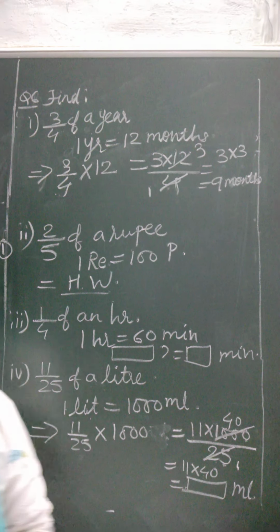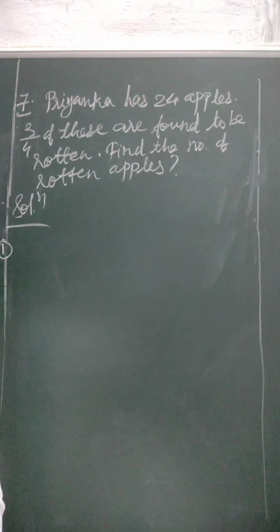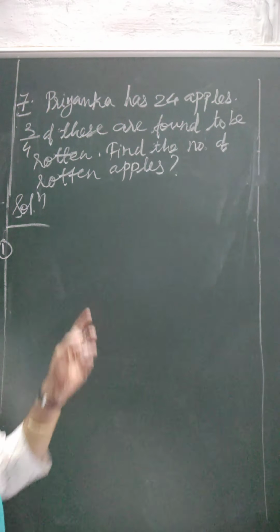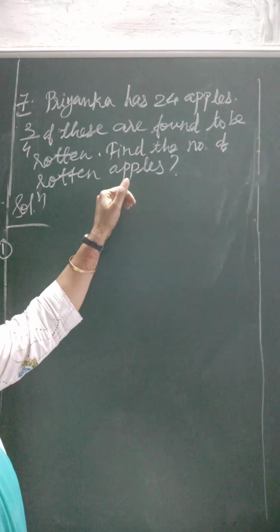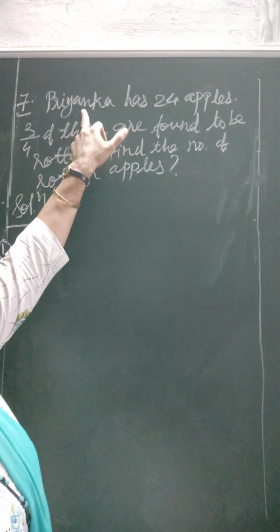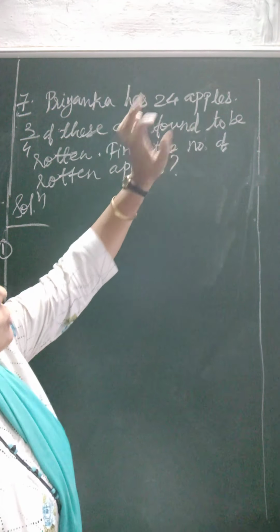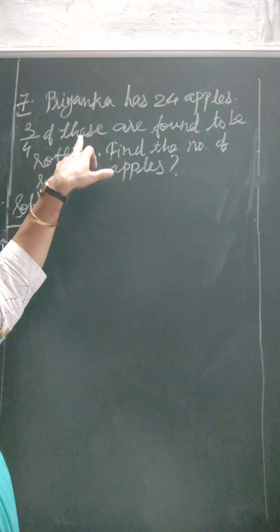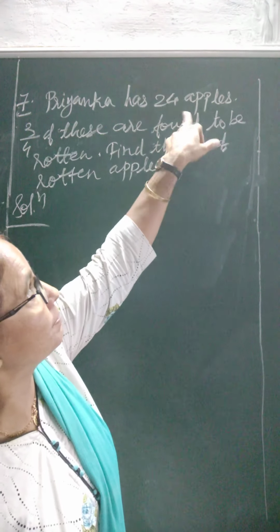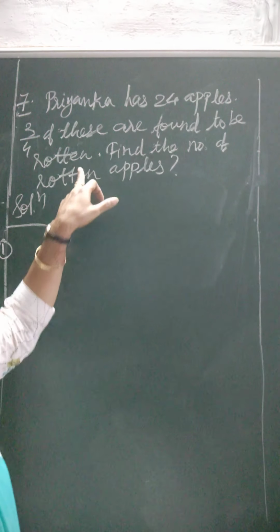Now let's move to the word problems of this exercise. So let's study question number 7, a word problem. Read the question carefully. Everything will be easy, and try to understand the meaning of the question. Read the information given. Priyanka has 24 apples. What does it mean? It means the total number of apples Priyanka has is 24. 3 by 4 of these 24 apples are found to be rotten.